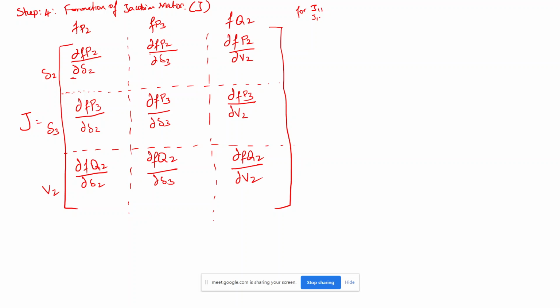J11, J12, J13. All depend upon which equation? From which equation do we need to derive? FP2, sir. And differentiate with respect to what here? With respect to del 2, del 3, and V2. First del 2 and give this value here, and the same equation with respect to del 3 and the same equation with respect to V2. So differentiate that and apply the values here. You will get J11, J12, J13.